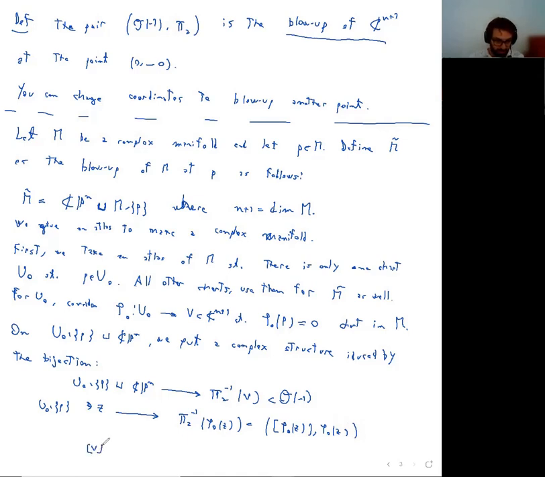But if we are on CPN, then we send this to V0. So this is a bijection by what we've seen before.